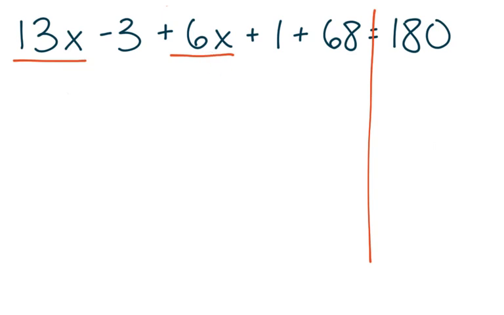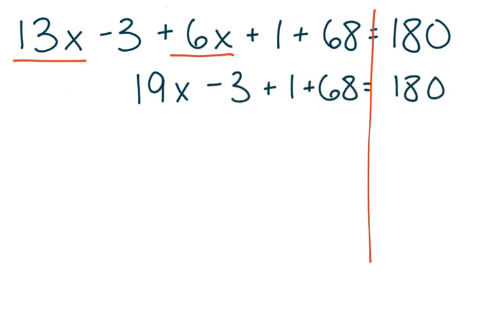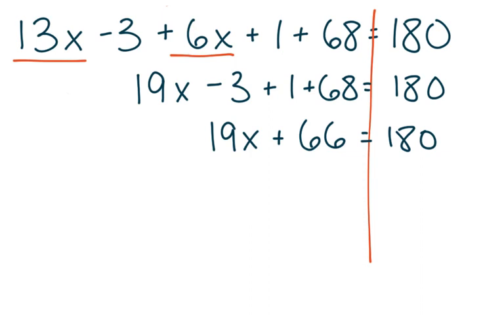We can put those together to make 19x and then bring everything else down. Next, we want to continue to simplify by putting these numbers together. Go ahead and add these numbers together, keeping in mind that's a negative 3. You should get 66 and then bring everything else down. Now we're going to solve this two-step equation using inverse operations to find out what the x equals.